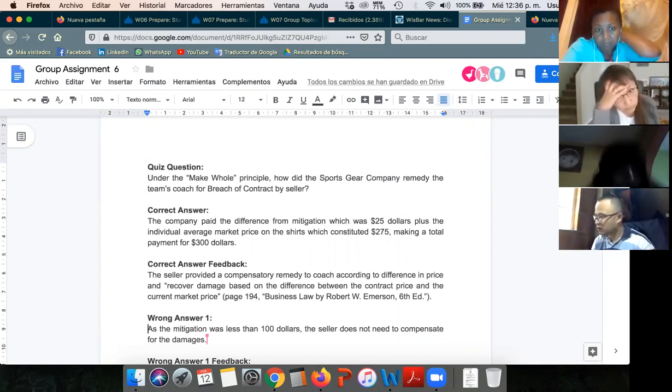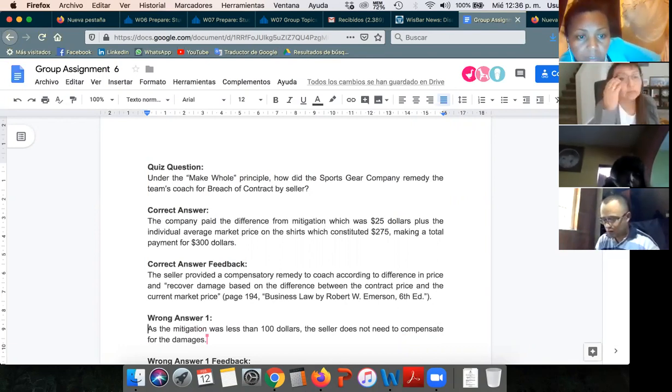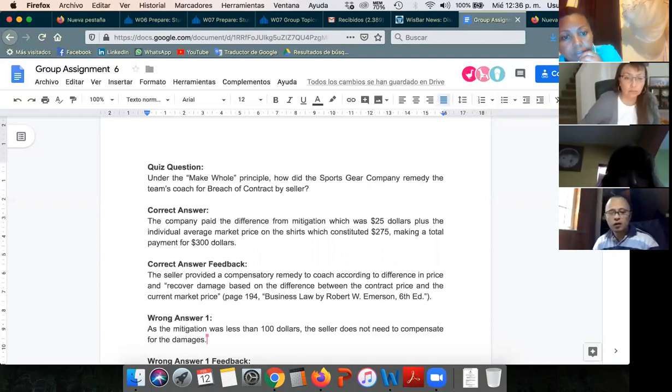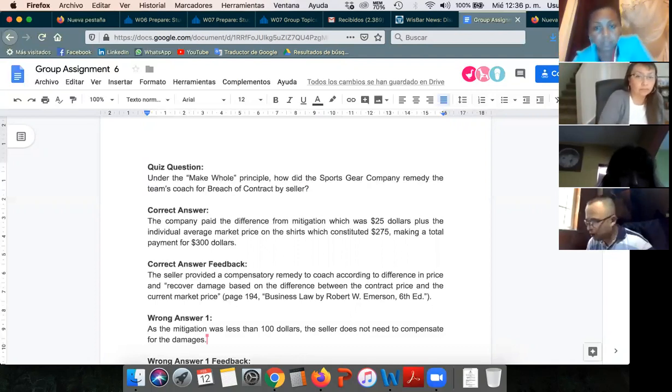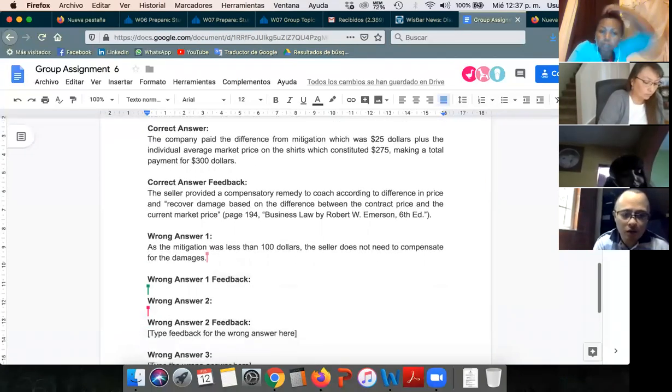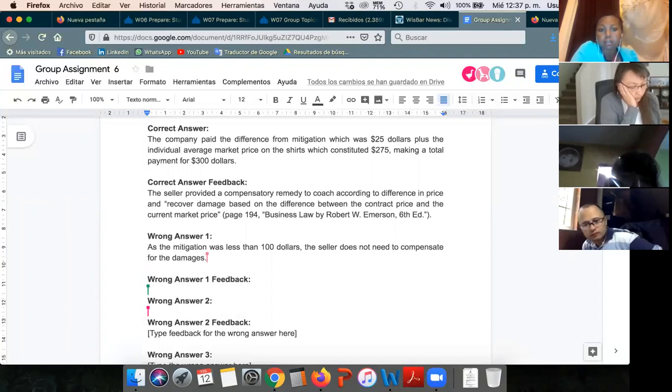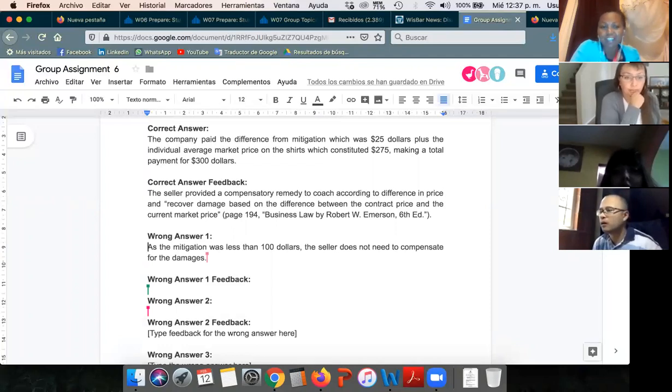So, Lova, what do you think? As the mitigation is less than $100, it's not as much. Compensate for the damage. Yeah, exactly. It's a wrong answer. What's the wrong answer? Because no matter how much it is, it doesn't mean that if it's less than $100, they don't need to compensate the damages. They have to compensate the damages even if it's less than $100. Oh, yes, but that's a wrong answer. We have to put wrong answers on purpose. Yeah, it's an exact wrong answer. Oh, sorry, okay.